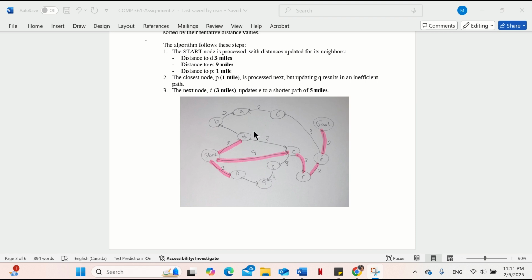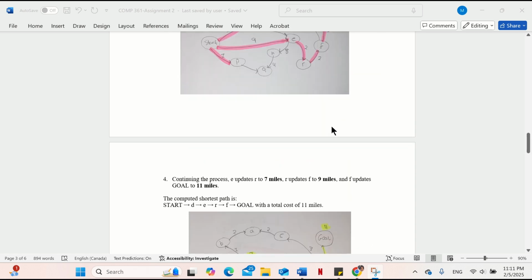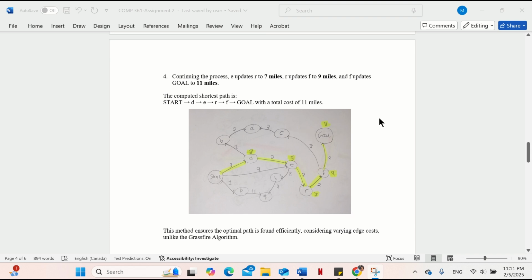Next, we have D, which equals 3 miles, and it's processed, and it updates E to 5 miles, a shorter path than before. Following this, E updates R with 7, and R updates F to 9 miles, and F updates the goal to 11 miles, which we have over here.